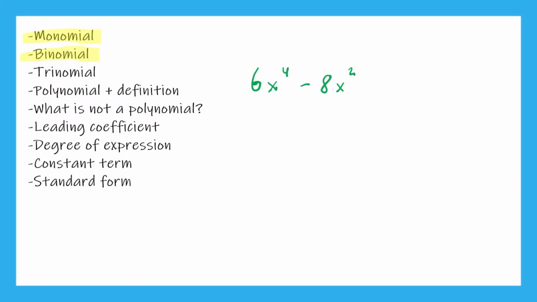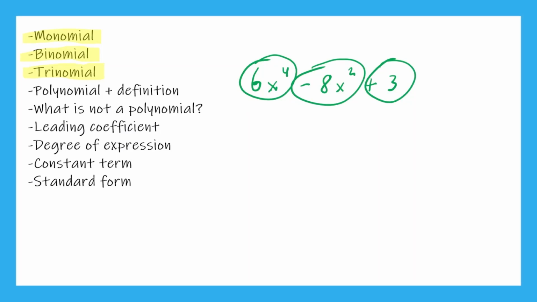This is a binomial because it has two terms. So the first term is 6x to the 4th, and the second term is negative 8x squared. Okay, what about a trinomial? Well, a trinomial has three terms. So if we said, we'll say plus 3, we now have a trinomial, so I'm going to highlight trinomial. So the first term is 6x to the 4th, second term is negative 8x squared, and the third term is 3.